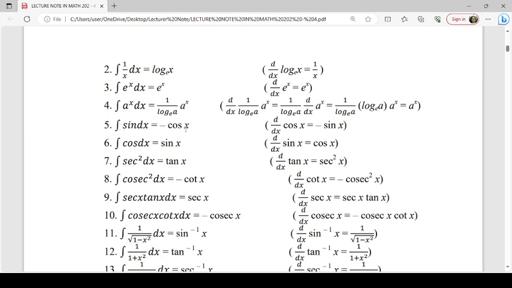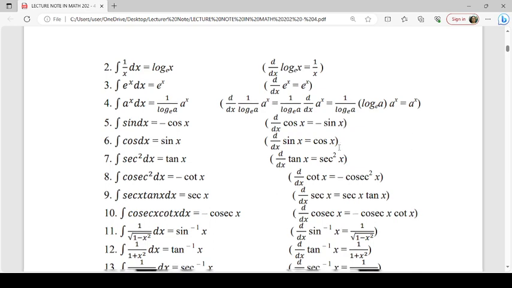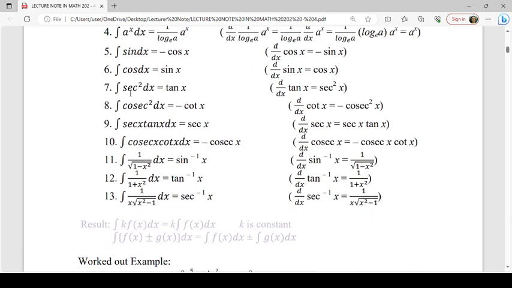Then integration of sin x is equal to minus cos x, because d/dx of cos x is minus sin x. Integration of cos x is sin x, because d/dx of sin x is cos x. Similarly, d/dx of tan x is sec square x, so integration of sec square x is tan x. d/dx of cot x is minus cosec square x, so integration of cosec square x is minus cot x. d/dx of sec x is sec x tan x, so integration of sec x tan x is sec x. d/dx of cosec x is similar, the same.